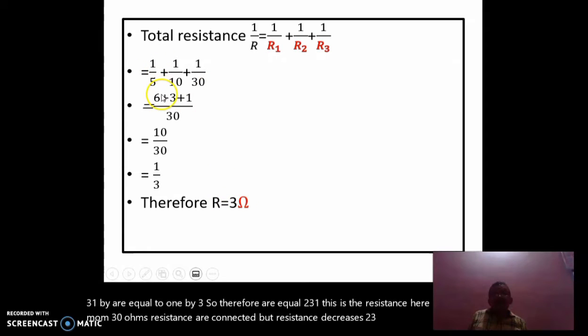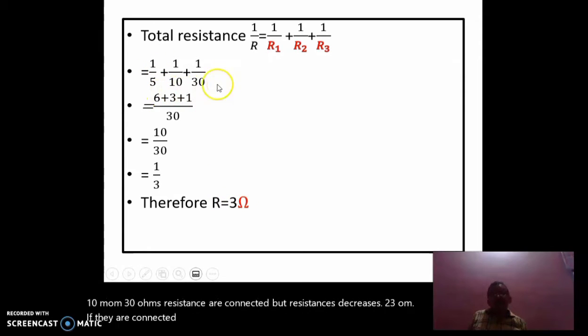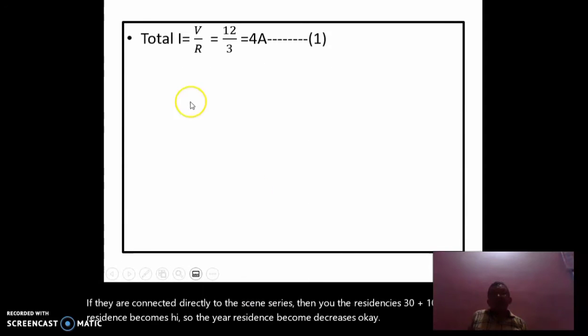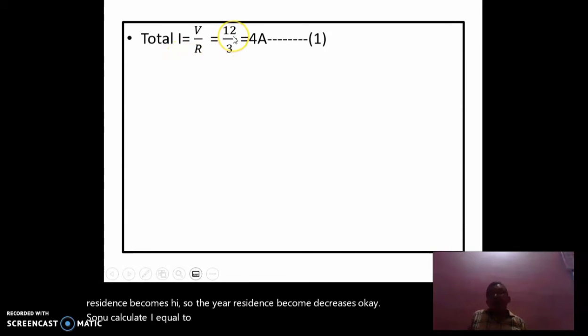If they are connected directly in series, then the resistance is 30 plus 10, 45 ohm. Resistance becomes high. So here resistance decreases. Okay, so now calculate I equal to V by R. V is 12 given. R is 3 ohm, we have already calculated. Therefore 4 ampere. Total current is 4 ampere.